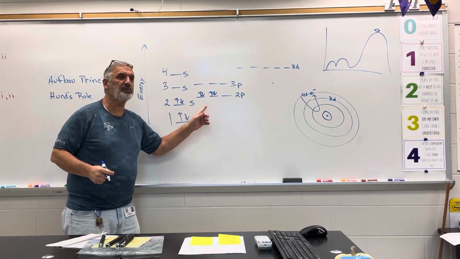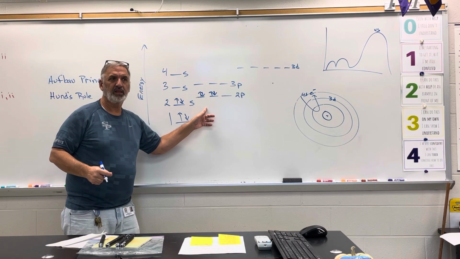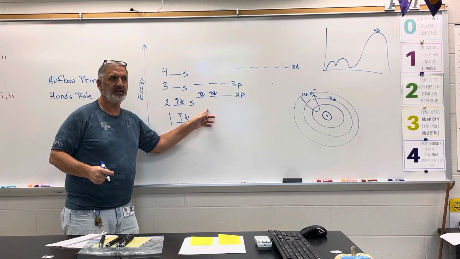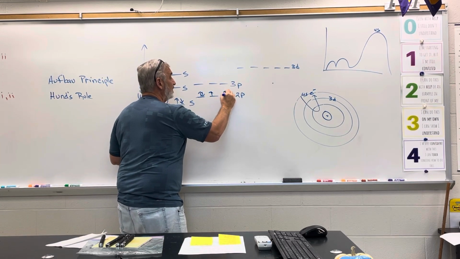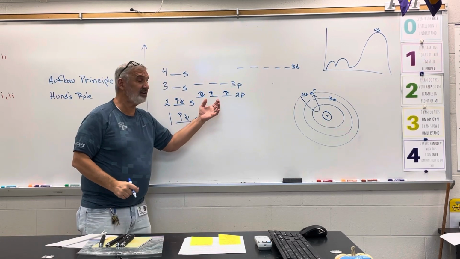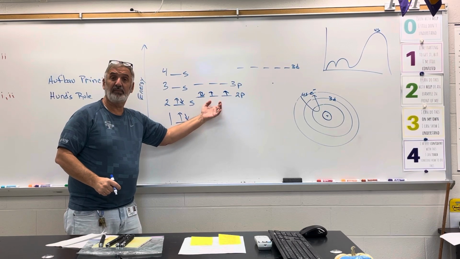What are the only three groups that are diamagnetic? 2, 12, and 18. But because of Hund's rule, we know that oxygen and anything that has unpaired electrons would be paramagnetic.